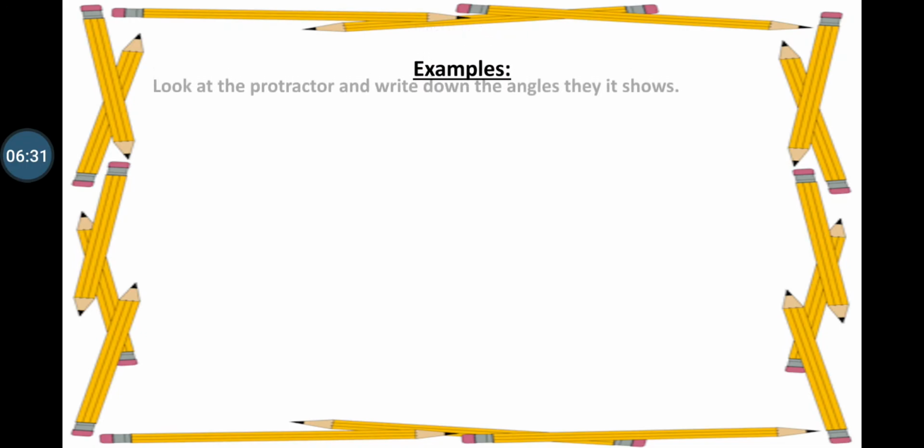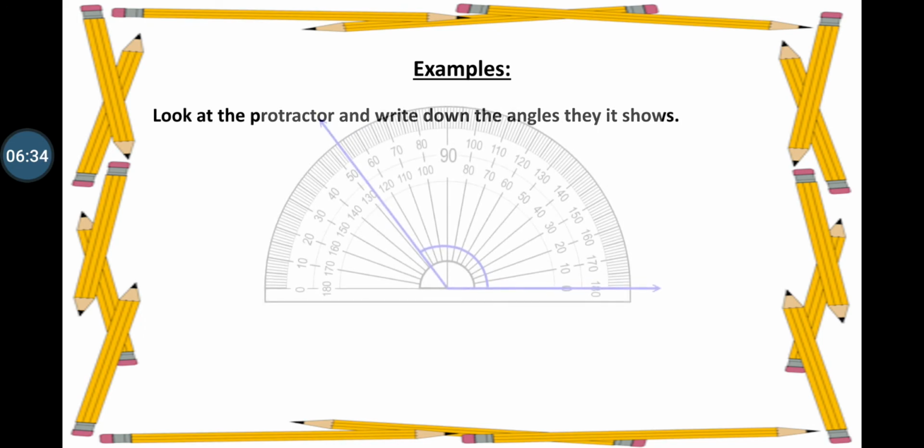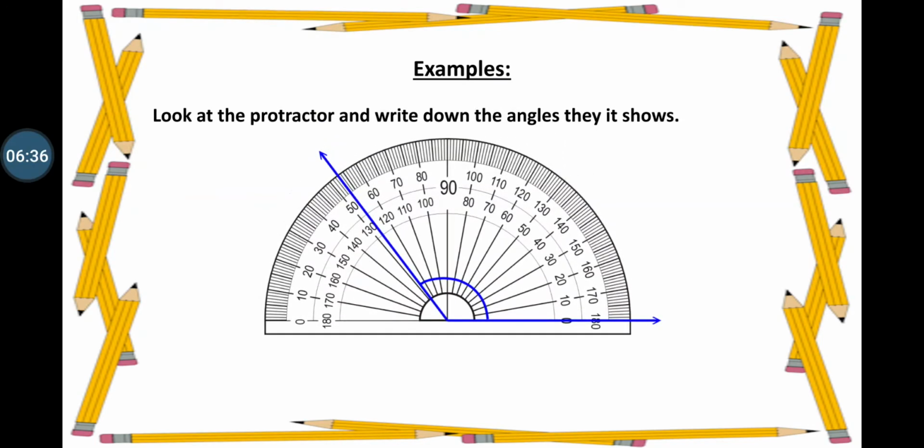Now we have some examples. Look at the protractor and write down the angles they show. We can see here there are two rays that are in blue line. So the common point, that is vertex, we should put on the center, and we can see that the ray of the angle or the line of the angle and the base line of the protractor, they both are aligned on each other. So we can see that towards this ray or towards this line which 0 starts.